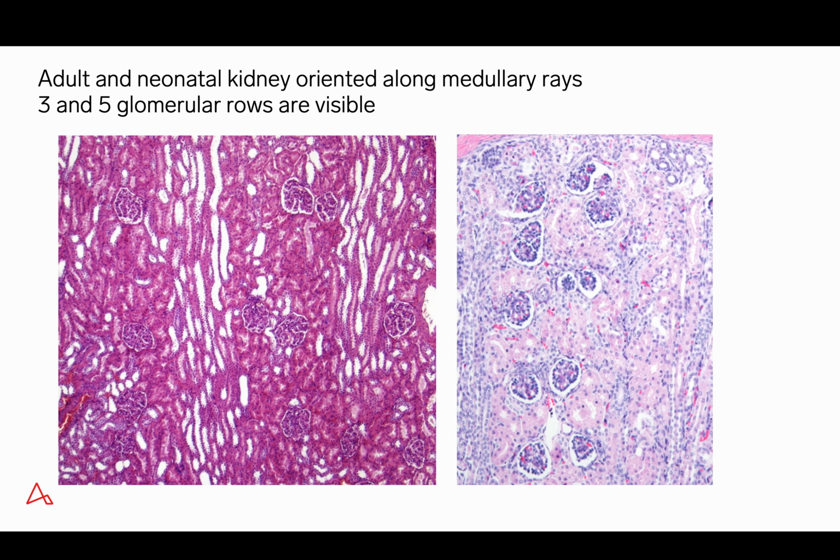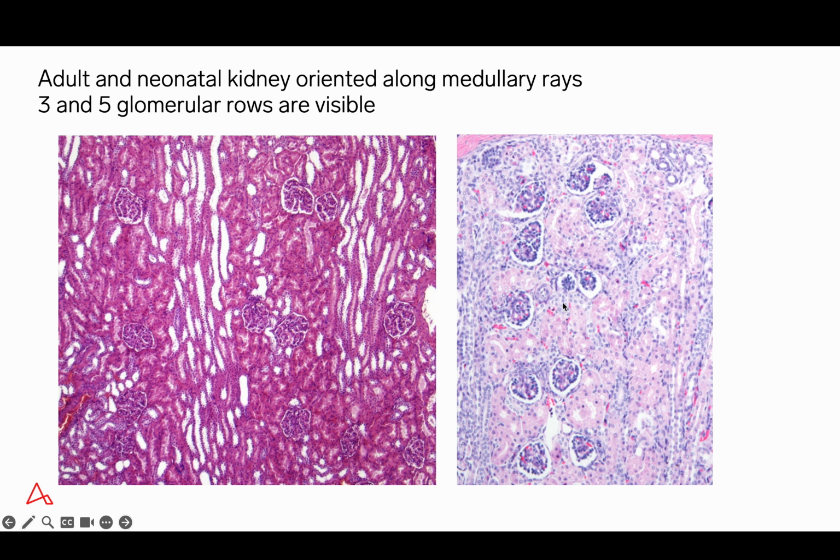This is an example of how nephron generations form rows. Here in this adult kidney on the left, we have one row of glomeruli here, a second row here, and a third row up here. So we can see three nephron generations. This is only part of the cortex. A number of other generations were present.